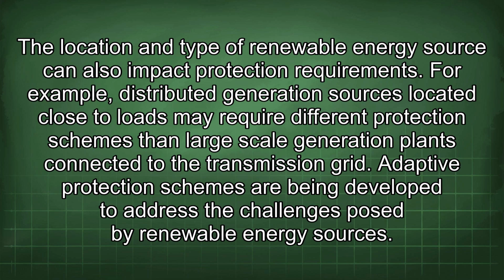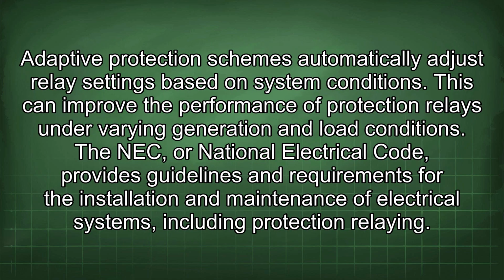For example, distributed generation sources located close to loads may require different protection schemes than large-scale generation plants connected to the transmission grid. Adaptive protection schemes are being developed to address the challenges posed by renewable energy sources. Adaptive protection schemes automatically adjust relay settings based on system conditions. This can improve the performance of protection relays under varying generation and load conditions.